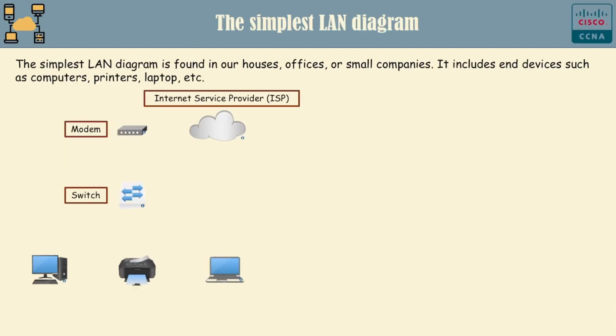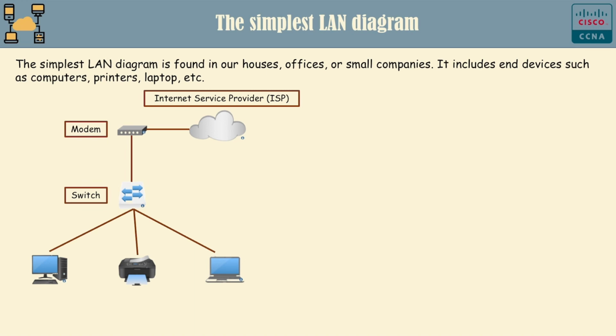The simplest local area network, LAN, diagram is found in our houses, offices, or small companies. It includes end devices such as computers, printers, and laptops, etc. These end devices connect to a switch, which in turn connects to the ISP modem, Internet Service Provider. The modem has WAN ports to establish a connection with the ISP.